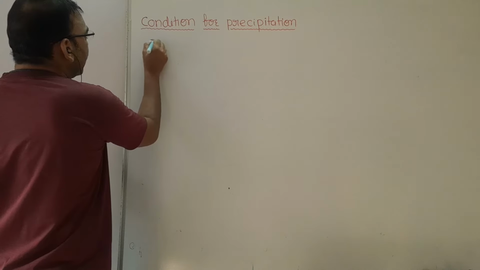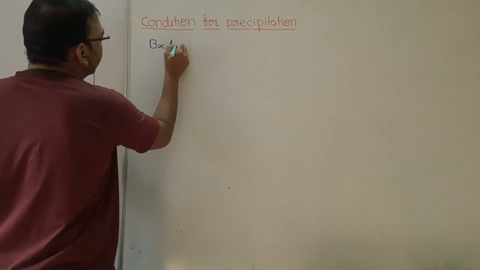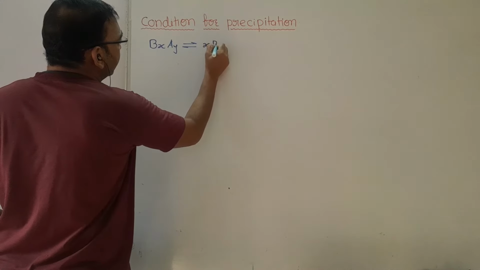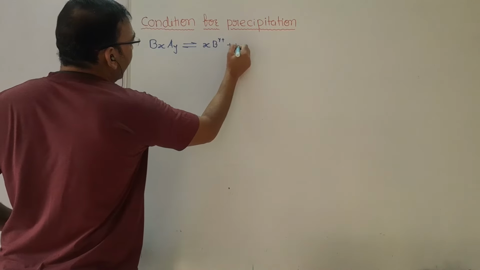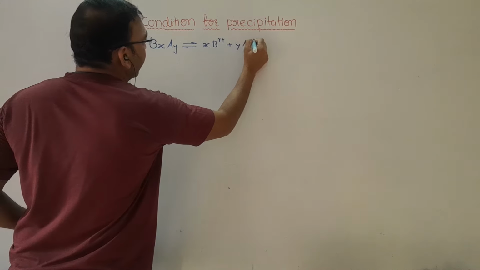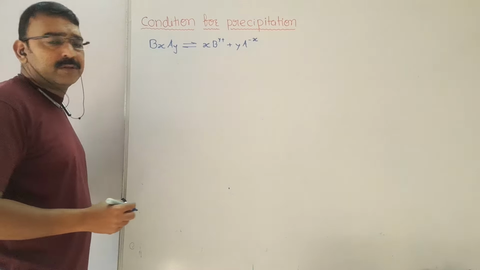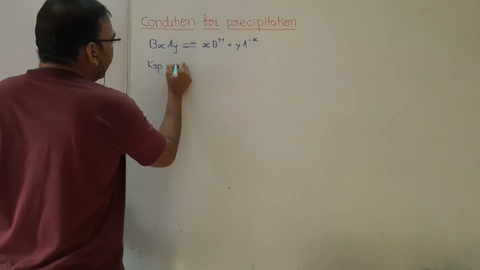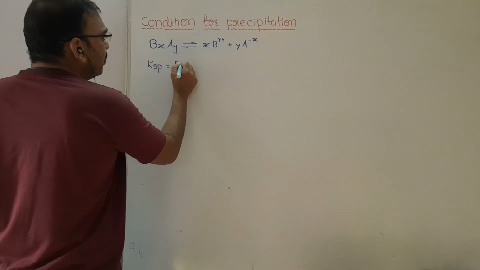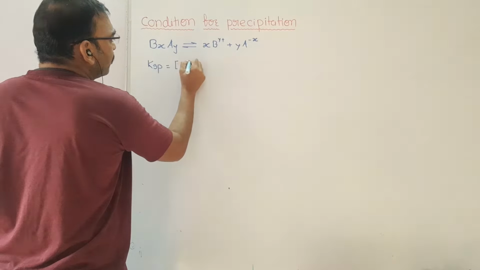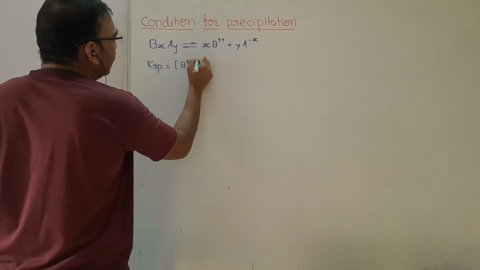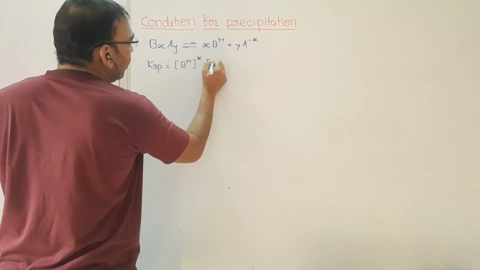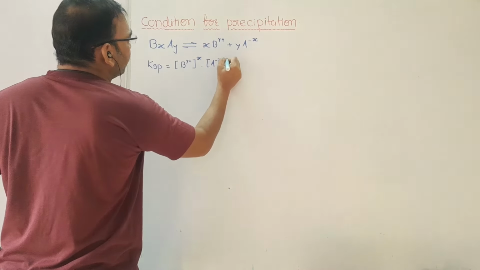Consider the salt of the type BxAy. It undergoes dissociation at equilibrium. It gives xB^y+ plus yA^x-. Suppose. Then for that, the solubility product Ksp is given by Ksp equals the concentration of B^y+ ion to the power x into the concentration of A^x- ion to the power y.